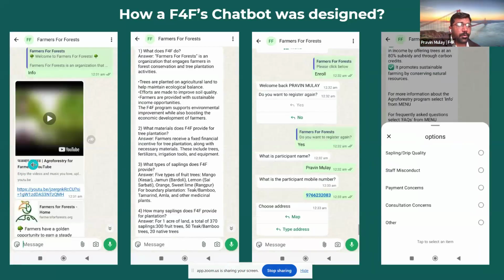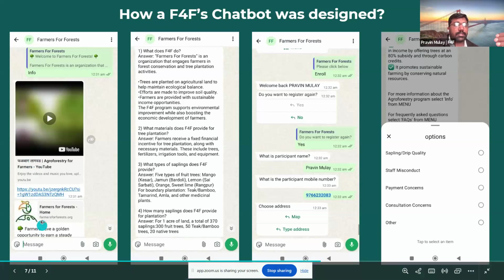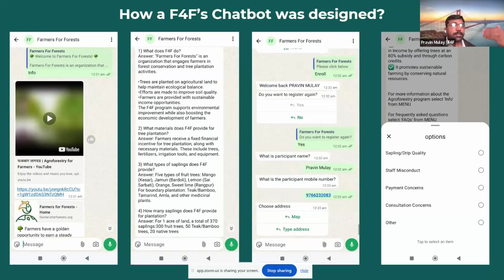So in the information section, we are providing the video and the description in the language that the farmer is selecting. If they have any specific questions, we are covering these in the FAQ section. In the FAQ section, there are 15-20 frequently asked questions, and again these are in the local languages. So here I have added the screenshots in English just to make it easier to understand, but this is available in Marathi and Hindi as well, and they can enroll themselves.